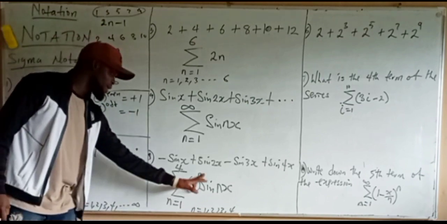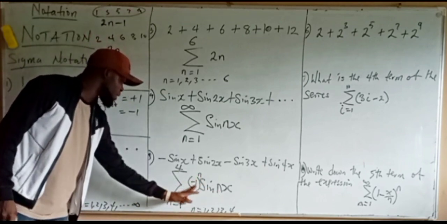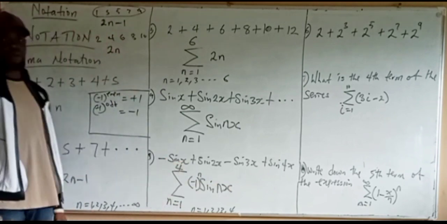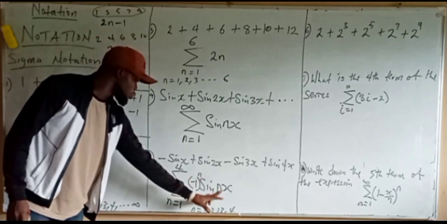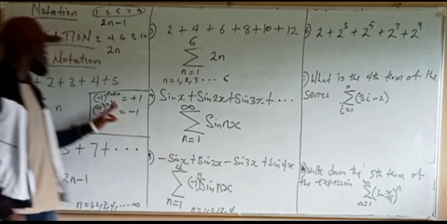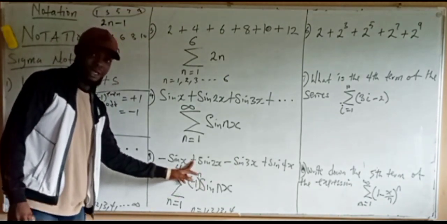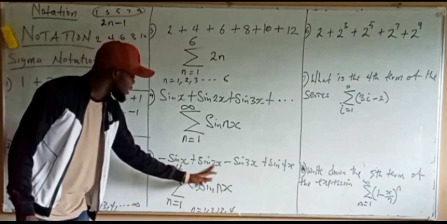So if I put minus 1 raised to power n here now, if n is equal to 1, we put 1 there, put 1 there. We're going to have minus 1 raised to power 1 sine 1x. That will be minus sine x. That's what we're going to have. Then as n is equal to 2, you put 2 here, put 2 here. Minus 1 raised to power 2, 2 is an even number. So minus 1 raised to power 2 will be plus 1. And plus 1 multiplied by anything remains the same. Then put your sine 2x.